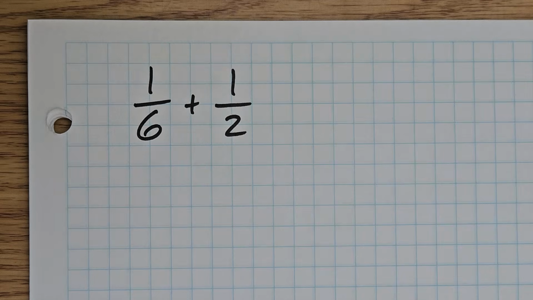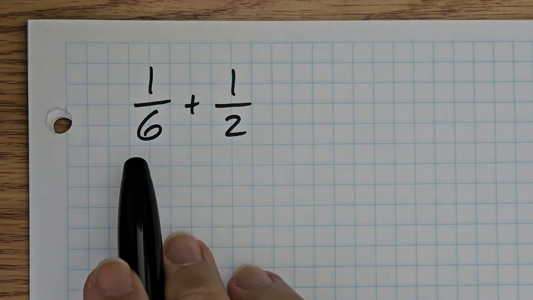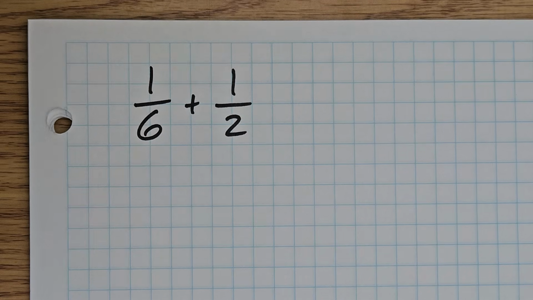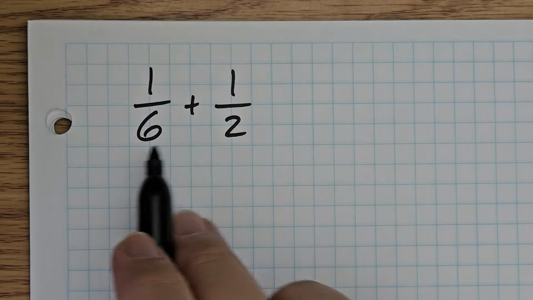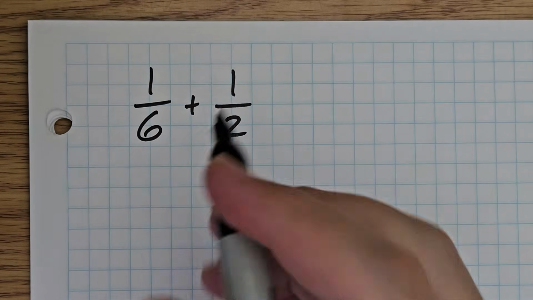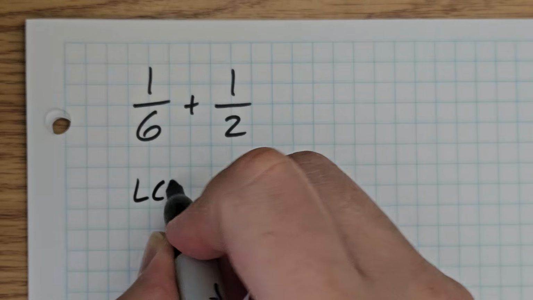Okay, here's a problem that came across my desk. What is 1/6 plus 1/2? So we have a rule for adding or subtracting fractions, also applies to radicals, which says we can only add or subtract like fractions, and that means fractions that have the same denominator. So we need to find the LCD.